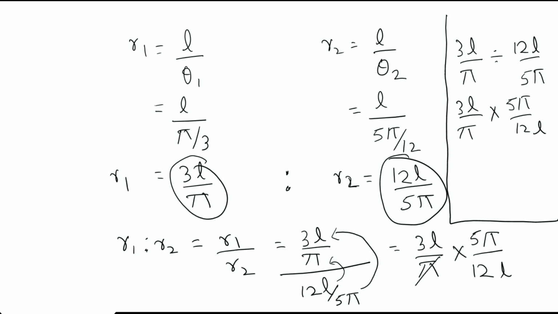And then we'll just cancel out whatever is common. This is common. This is common. 3 times 1, 3 times 4. So we got 5 by 4. Right? So the ratio R1 to R2 is 5 to 4.